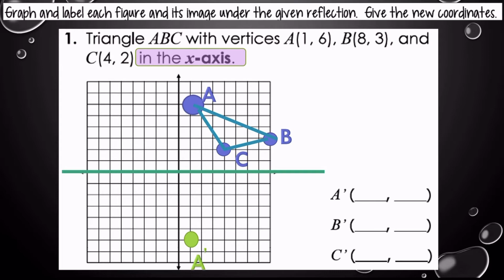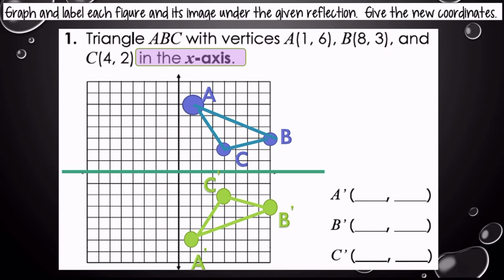After I've done that, I'm going to look at B. B is 3 from my line of reflection, so I'm going to go 3 down. And then I label that B prime. I'm going to do the same thing with C. C is 2 spaces above, so I go 2 spaces below, and I label it. Now, if you connect your shape, if you take a look at it, it's the same thing, just flipped. It's like the mirror image. So then I can determine the points.